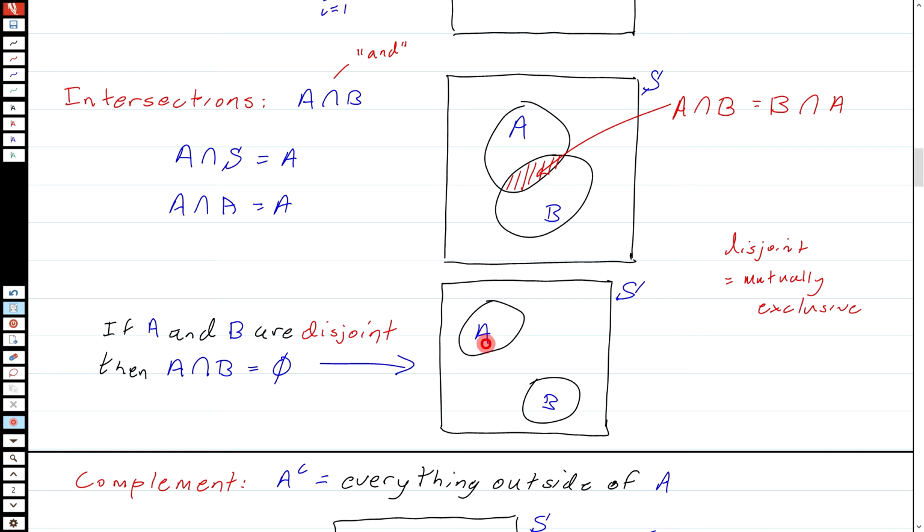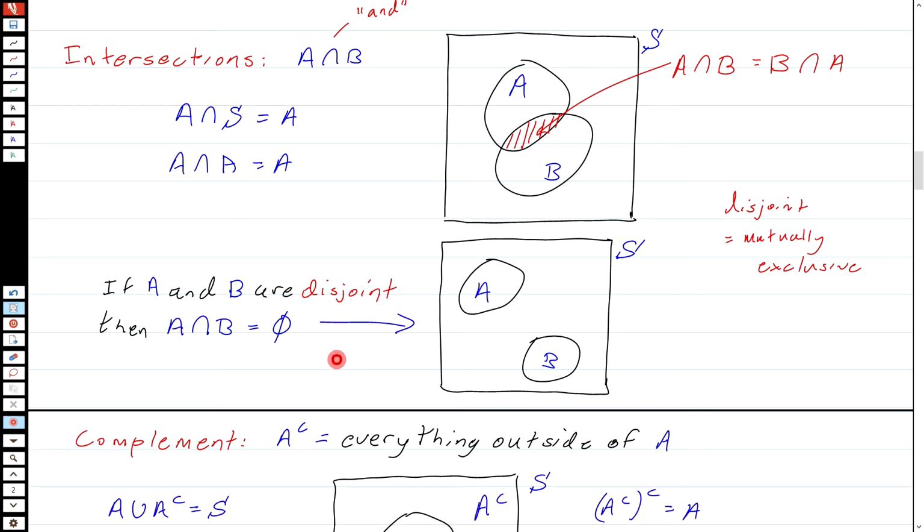So that's usually the way I test to see whether events are mutually exclusive or disjoint, is I ask myself the question, if one of them occurs, can the other also occur? If the answer to that is yes, then those circles must overlap. Okay, so they're not disjoint. If the answer is no, if one of them occurs, the other cannot occur, then they are disjoint or mutually exclusive. And if they are disjoint, the intersection between them is just equal to the null set.